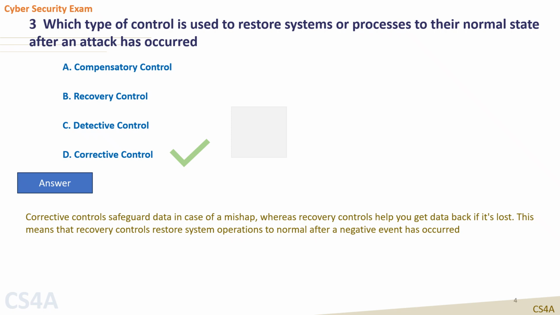So here is the difference between corrective control and recovery control. Corrective control safeguards data in case of mismatch, whereas recovery control helps you get data back if it is lost. So that's the difference between corrective control and recovery control. So as per the statement, corrective control is the correct answer.